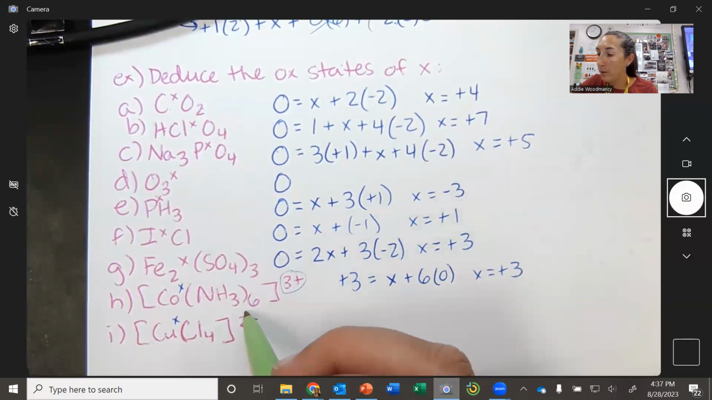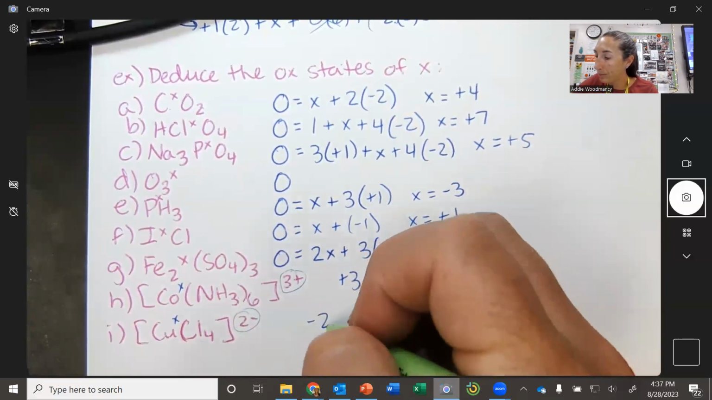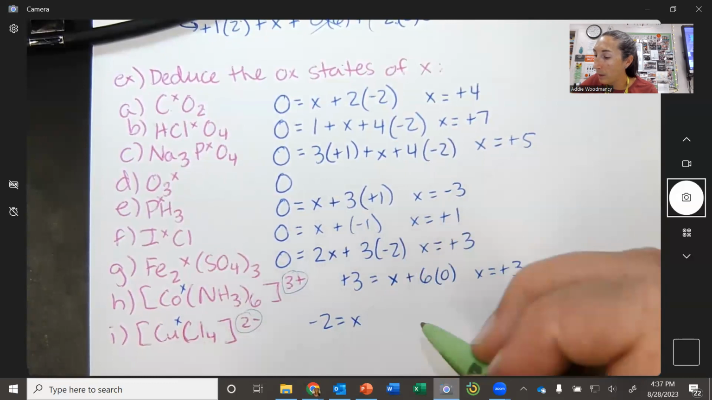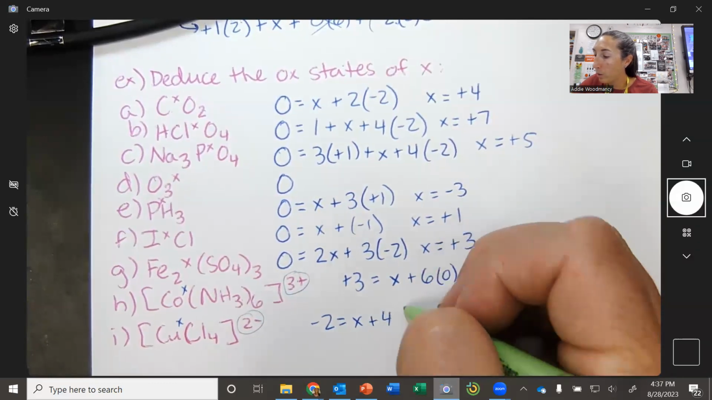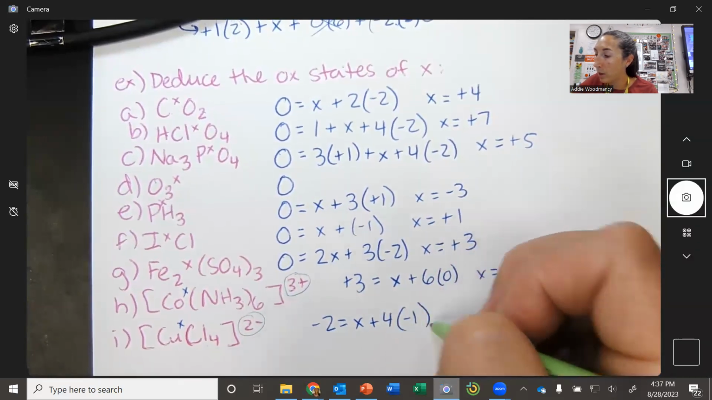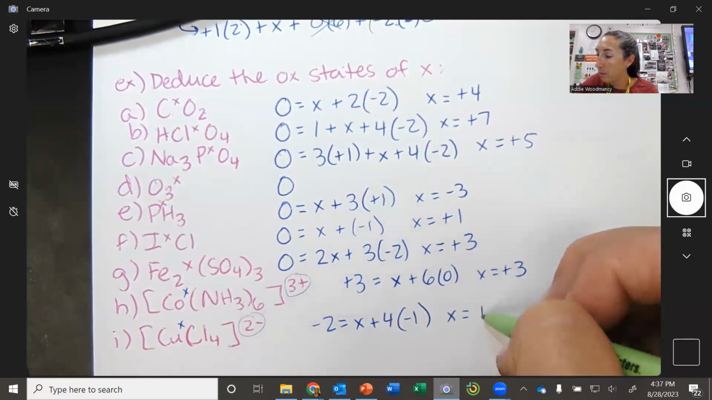For this one, we have an overall charge of -2. Set that equal to copper, we don't know. Plus 4 chlorines, each have a -1 charge. So then X has got to be +2.